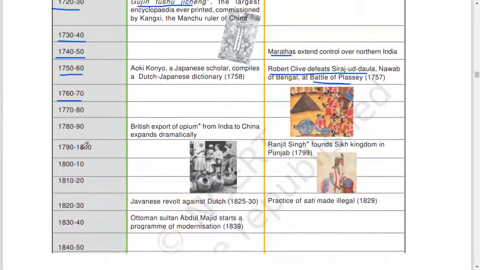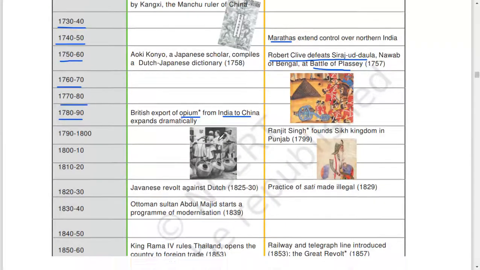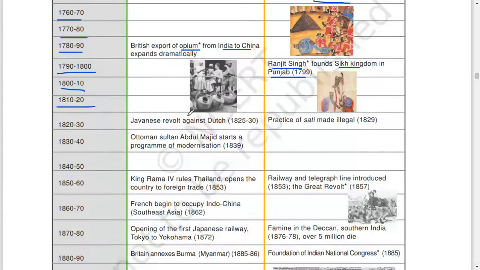1760 to 70. 1770 to 80. 1780 to 90, British export of opium from India to China expands dramatically. 1790 to 1800, Ranjit Singh founds Sikh kingdom in Punjab, 1799. 1800 to 10. 1810 to 20. 1820 to 30, Japanese revolt against Dutch. 1825 to 30, practice of sati made illegal, 1829.